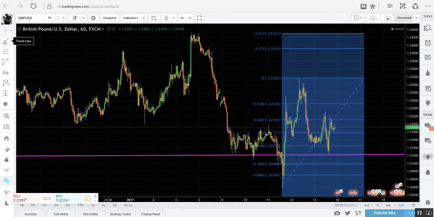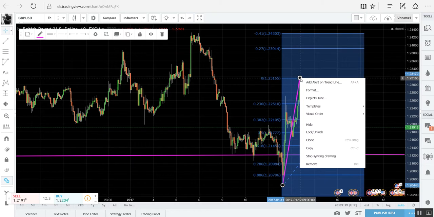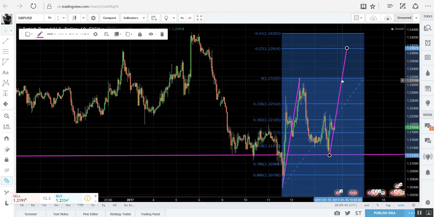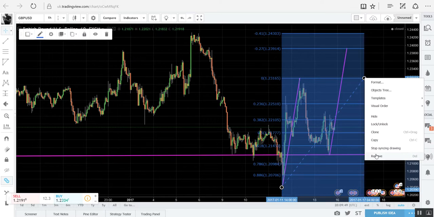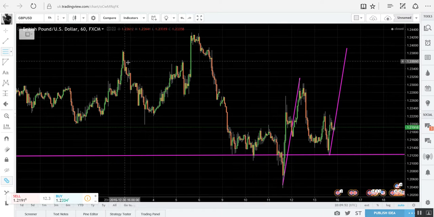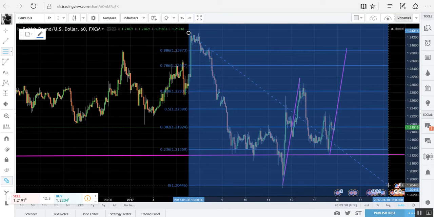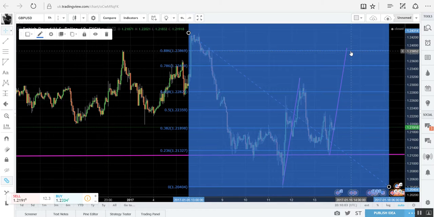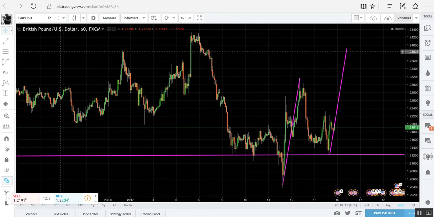And look what we also have here: a 1-to-1 harmonic move. Let me just clone this and show you where the harmonic is going to terminate. Look at that, exactly at the 127 extension. But look what we also have. Even with the harmonic move on the 127 extension, we also have the 886 retracement, which terminates at about the same point. So we have a Fibonacci confluence there, a one-to-one harmonic move, and the fact that the market is bearish on a higher time frame. This gives us a potentially good trading opportunity.